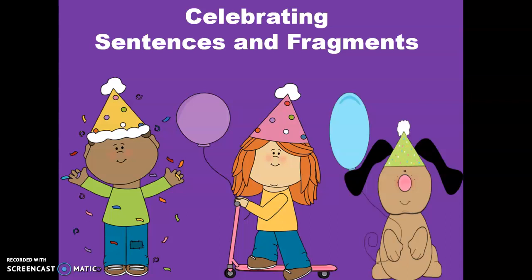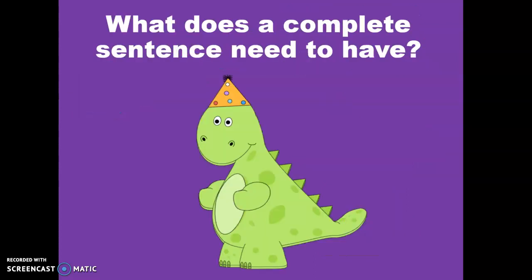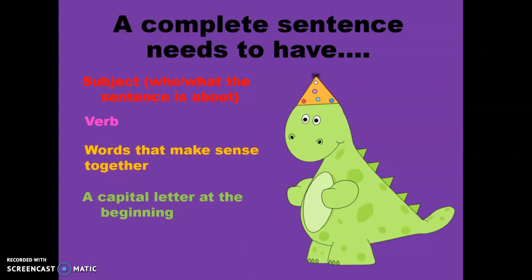Celebrating sentences and fragments, part 2. Remember, a sentence is a group of words that expresses a complete thought. What does a complete sentence need to have? A complete sentence needs to have a subject, who or what the sentence is about, a verb, words that make sense together, a capital letter at the beginning, and an end mark at the end.